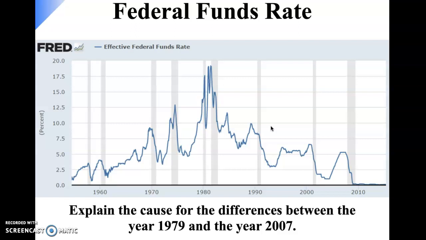Right now you can easily get a mortgage under 4%. You could probably even get it pretty close to 3%. And it all really has to do with the federal funds rate that's set, right? Because it will influence all interest rates throughout the economy.